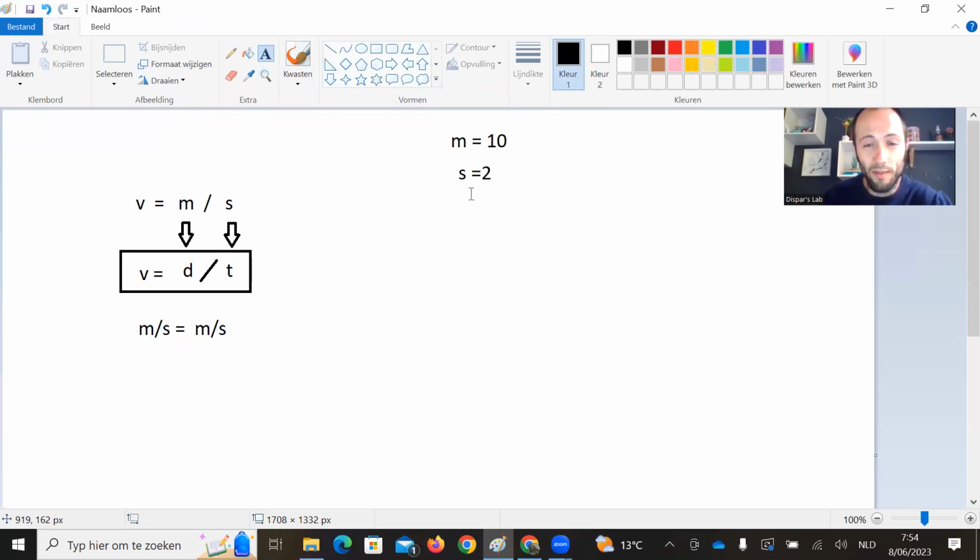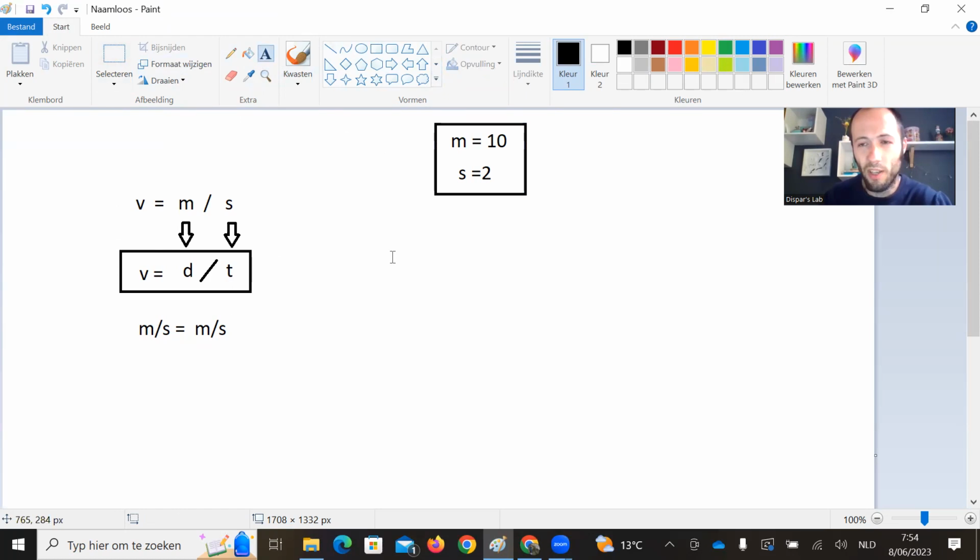Let's say we have 10 for M and 2 for S, which is 10 divided by 2 equals 10 divided by 2, 5 equals 5. No problem. It's the same. All right, let's go to acceleration.